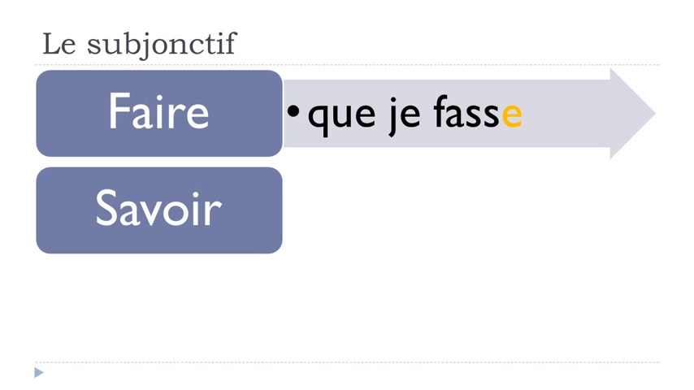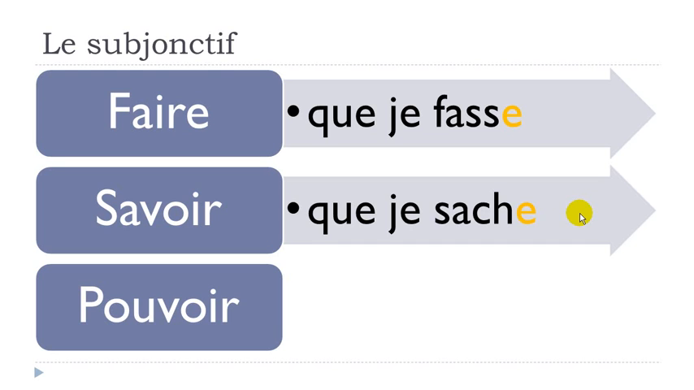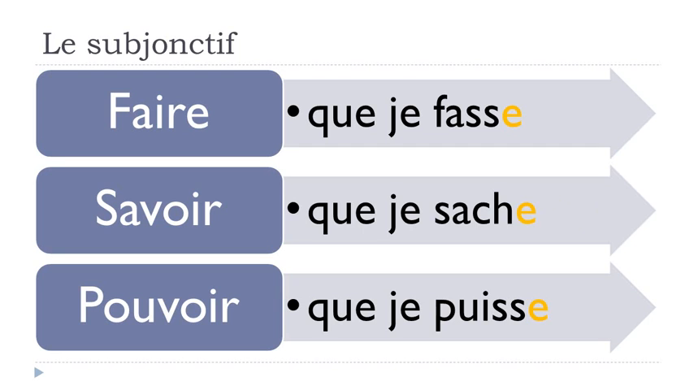All right? Savoir will give you que je sache. Same thing here: you take the ending away, and after that you put the endings that we saw, es, ions, iez, ent, according to the person, of course. And then pouvoir, can, will give you que je puisse. Exactly the same thing here. You take the ending away, and then you put the endings according to the person.